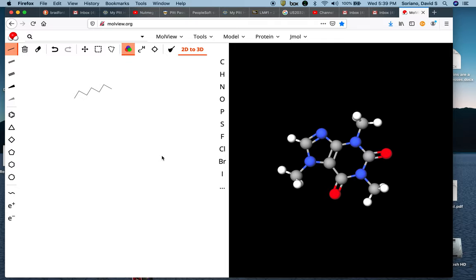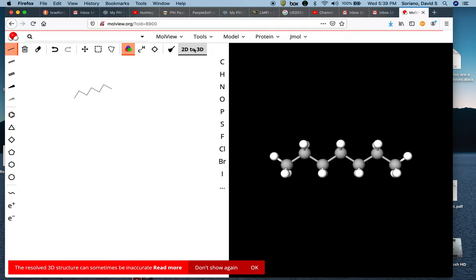Now, what we want to do is go 2D to 3D. And they tell you at the bottom, they're very cautious. This is fine for you as a beginning student, but at a higher level, you got to be very careful. Now, I've used this to build various polypeptides, and one thing leads to another. We won't worry about that now. So I'll just click don't show again, but you got to check everything.